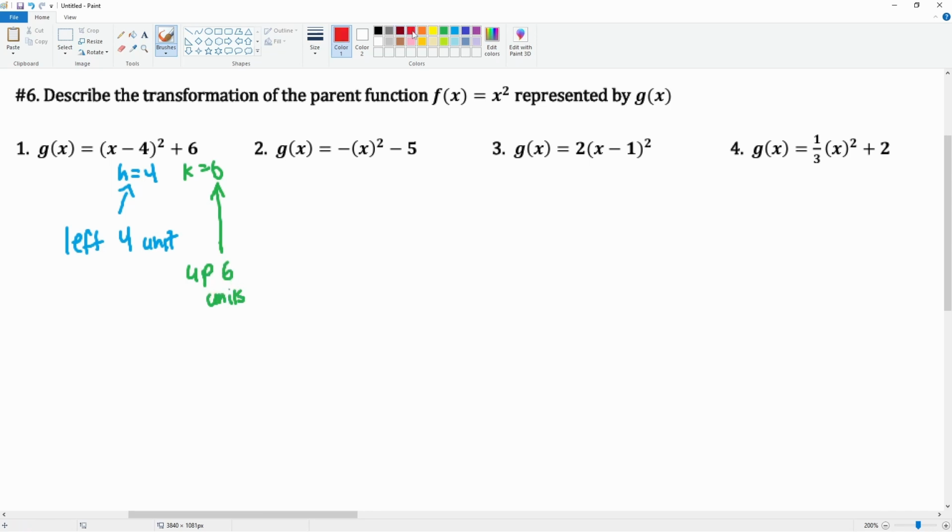Here it looks like there is an a equal to -1, and then there is a k equal to -5. A equals -1 means a reflection across the x-axis, and then the k equals -5 means down 5 units.